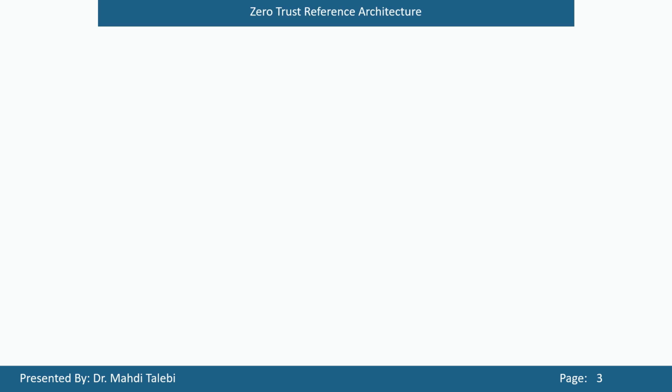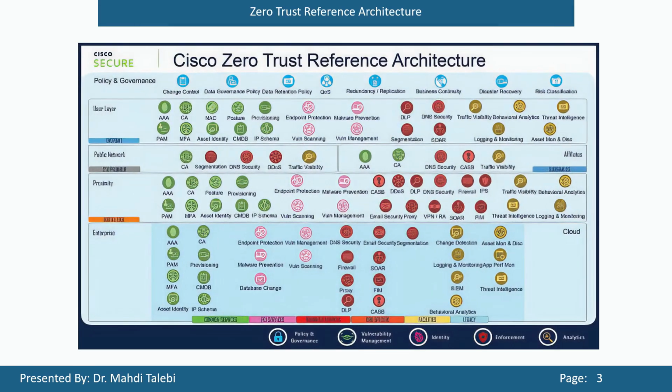The Zero Trust Reference Architecture embodies a comprehensive approach to network security where no entity is trusted by default from any location, irrespective of whether they are inside or outside the network perimeter. This model enforces strict identity verification, security protocols, and access controls around all resources regardless of their location. The architecture depicted breaks down into several key components and capabilities, which include policy and governance, vulnerability management, identity, enforcement, and analytics. Each of these pillars plays a vital role in ensuring robust security across the network.